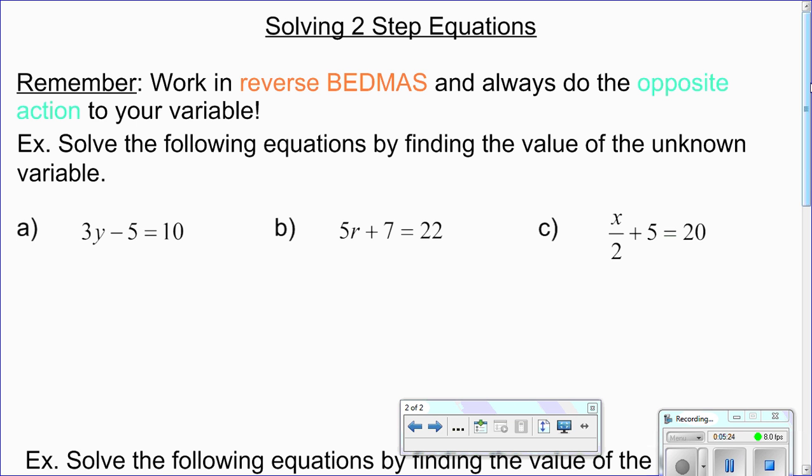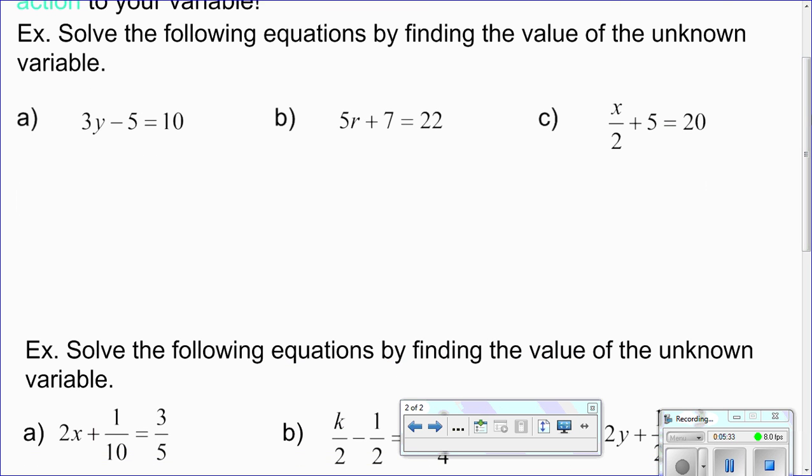Get rid of any of the adding or subtracting, any of those constants first, before we deal with the multiplier or the coefficient. So 3y minus 5, identify my variable. My variable is y. It's being multiplied by 3 and it's being subtracted by 5. So I need to deal with the times by 3 and I need to deal with the subtract 5, but I'm going to deal with the subtract by 5 first by using the opposite operation. So I'm going to add 5 to both sides.